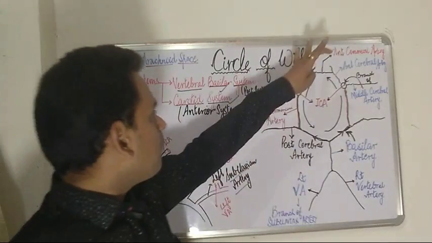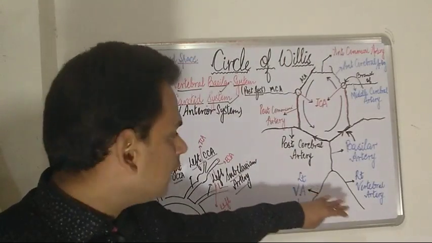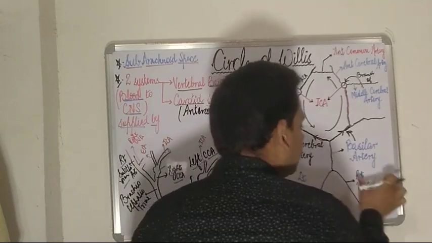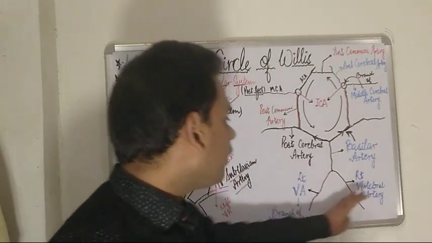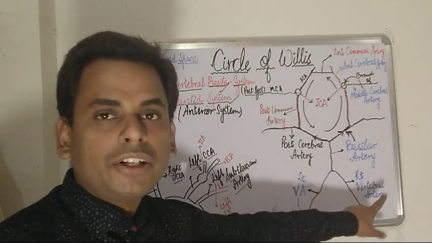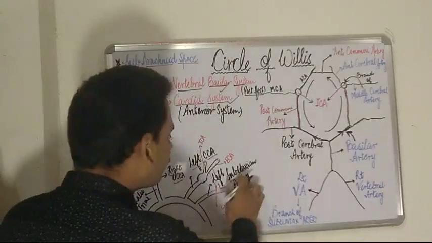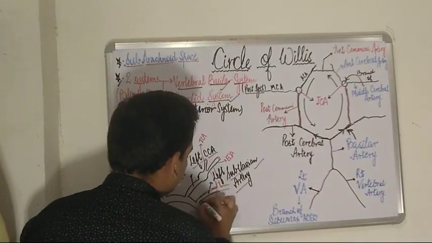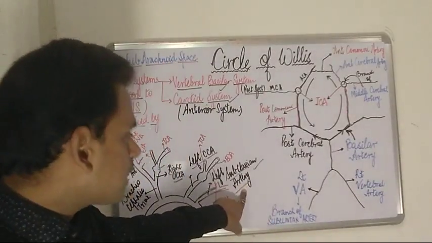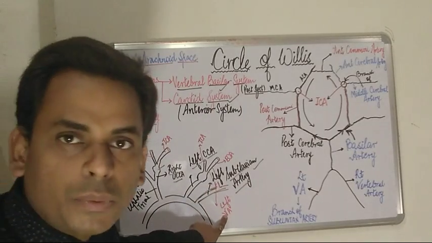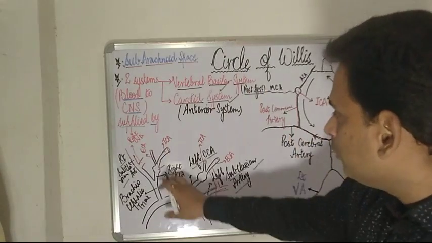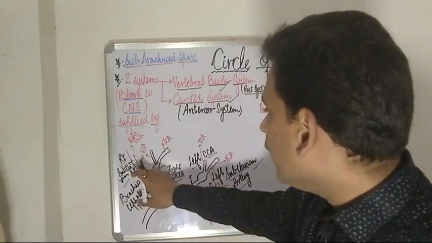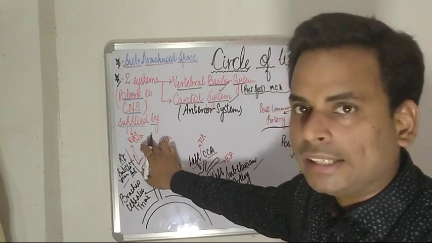Now students, do remember the circle of Willis is basically arising from the vertebral arteries. The right and the left vertebral arteries are actually the branches of the subclavian artery. So students, do remember the left subclavian artery, this is the diagram I have drawn. From the left subclavian artery the left vertebral artery is going to arise. Similarly here, from the right subclavian artery, the right vertebral artery is going to arise.